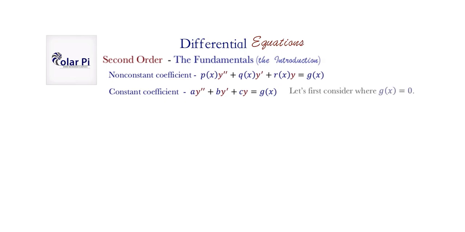If it's written exactly as I have here, when g of x is equal to 0, it means that we are considering a homogeneous constant coefficient second order linear differential equation. What a long name. But that's this here, right? And so the goal of this video and the next 3 is to teach you how to solve any and every differential equation that is of this form.